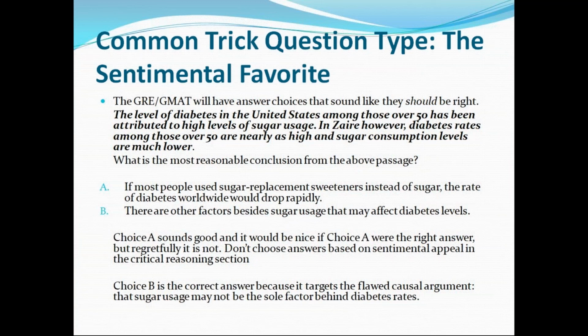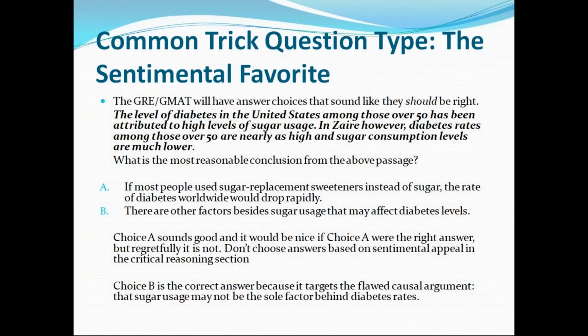So GMAT-GRE will have answer choices that sound like they should be right. So you feel it should be right there, but it's not. For example: the level of diabetes in the United States among those over 50 has been attributed to high levels of sugar usage. In Zaire, however, diabetes rates among those over 50 are nearly as high, and sugar consumption levels are much lower. What is the most reasonable conclusion from the above passage?